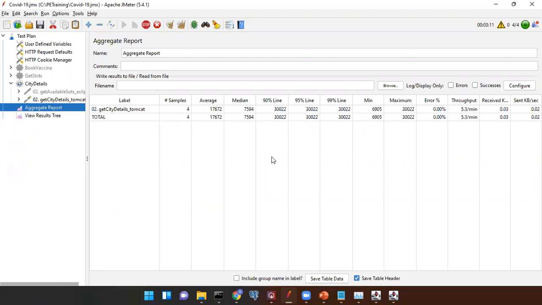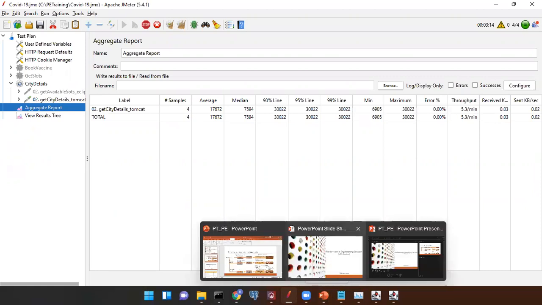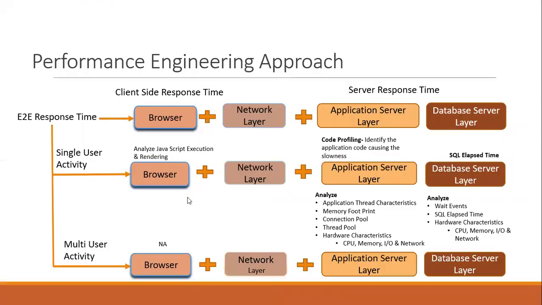Now, what we were discussing in one of the previous sessions was when something goes wrong with the multiple user load, what is it that we can do here? Because of the browser, we do not worry about browser activities, because browser activity is always single user. That is what we discussed. And the network layer, again, we can ignore because there is no network involved. And on the application server side, these are the few parameters we can look for, to understand or to find out the root cause of the issue.